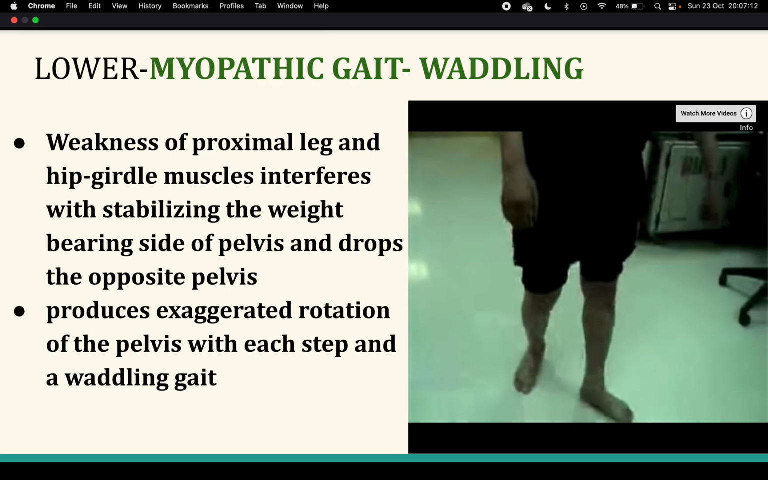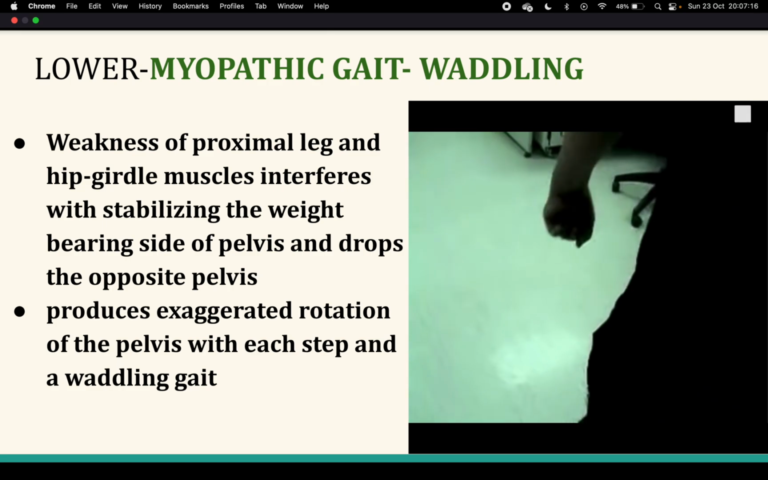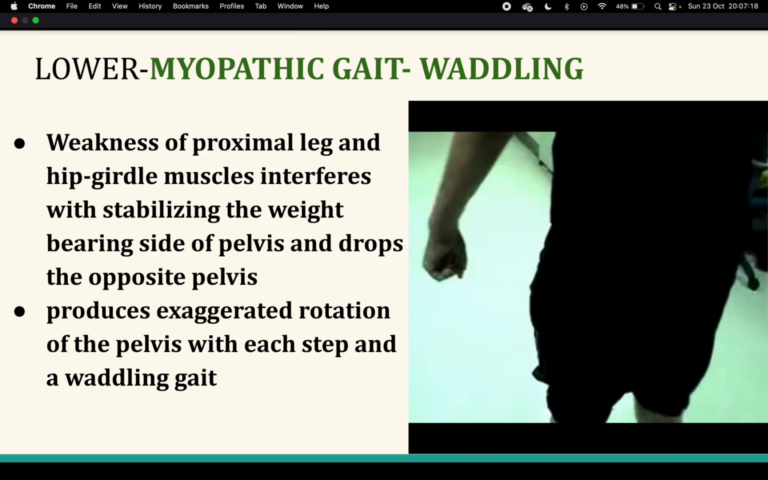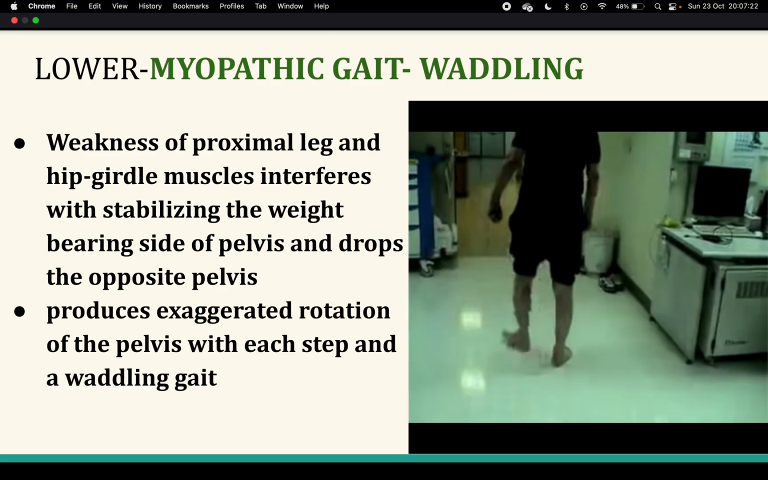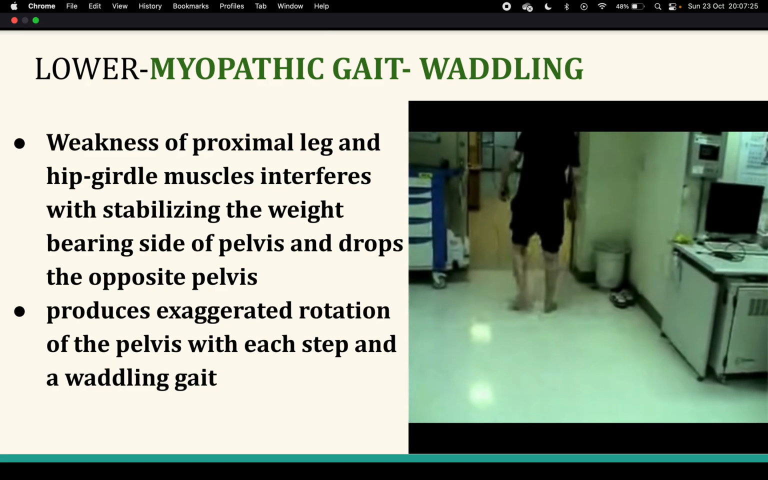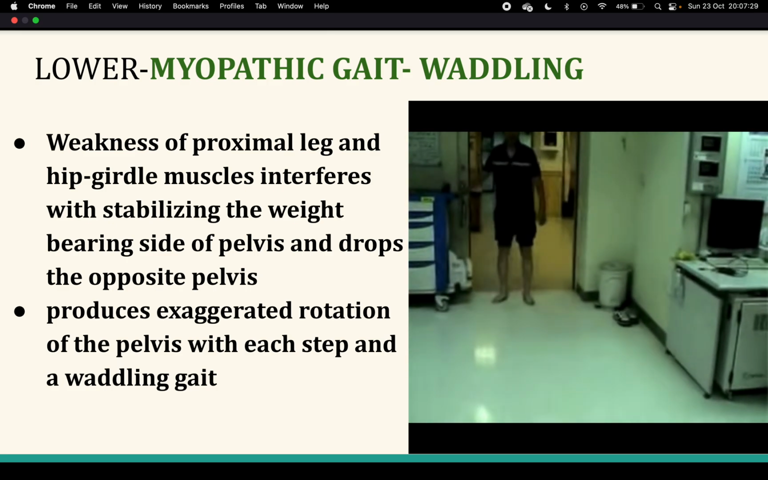See, this is myopathic gait or waddling gait. It is due to the weakness of proximal leg and hip girdle muscles, which interferes with stabilizing the weight-bearing side of the pelvis, and this pelvis drops. This produces an exaggerated rotation of the pelvis with each step of the waddling gait.